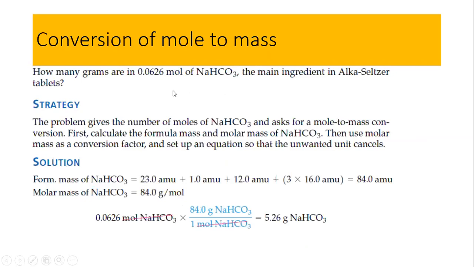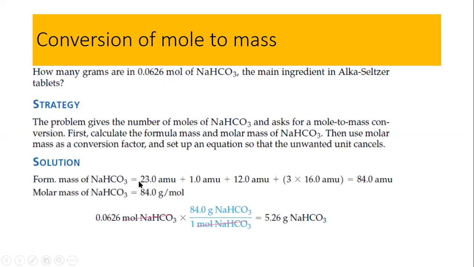Another conversion: now it may be the reverse calculation, conversion of mole to mass. Here I am giving you another example. Let's suppose 0.0626 moles of sodium bicarbonate, NaHCO3, are given. You have to convert to mass using these number of molecules. Very simple. First, you need the molecular mass of sodium bicarbonate, and you can calculate it using the previous example.